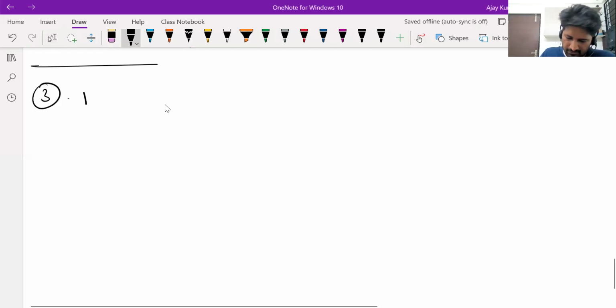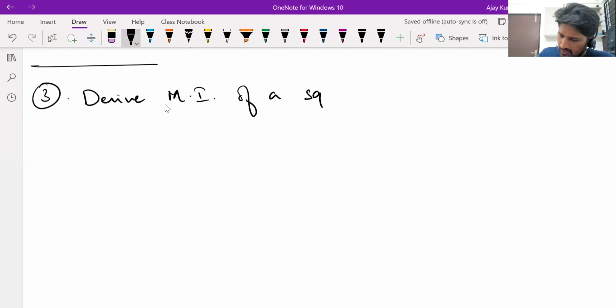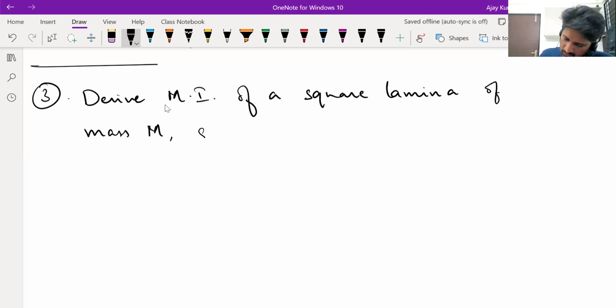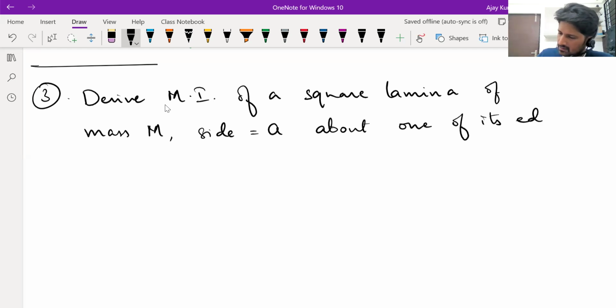Derive the moment of inertia of a square lamina. Lamina means sheet. Of mass m, side a, about one of its edges, or one of its sides also we can say.